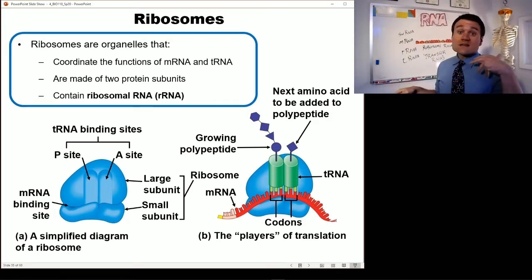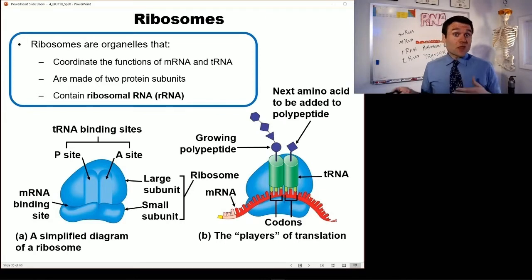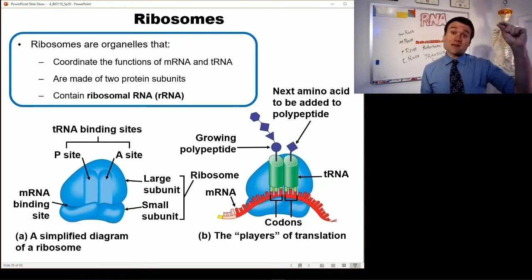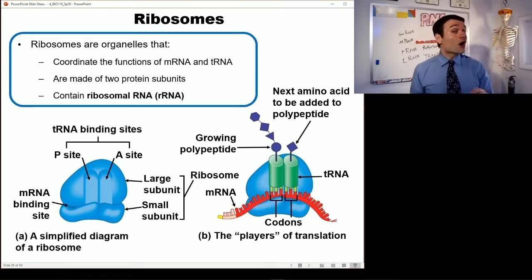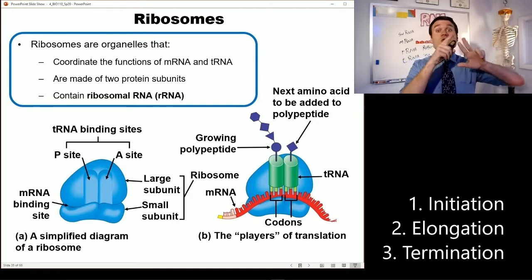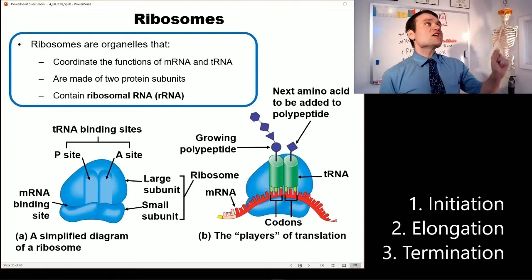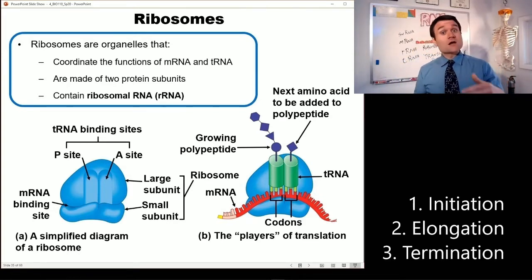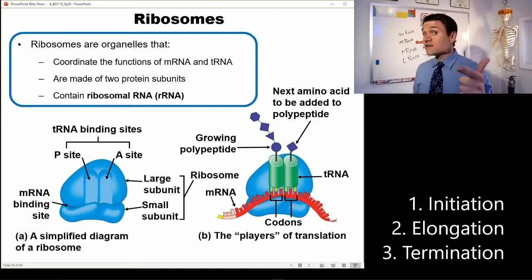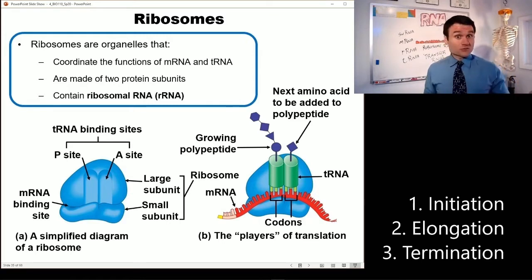Now there are 3 steps of translation, and the good news is that the titles of these 3 steps are the same words we use to talk about the 3 steps of transcription. Remember what those were? Initiation, elongation, termination. But this means that I can ask tricky questions. I could say something like, in the initiation step of transcription, and then give you a multiple choice question that includes answers for both transcription and translation. You would need to know what happens in transcription versus translation. So pay attention to these parts. Just knowing the titles is a good start, but you're going to need to know more detail.